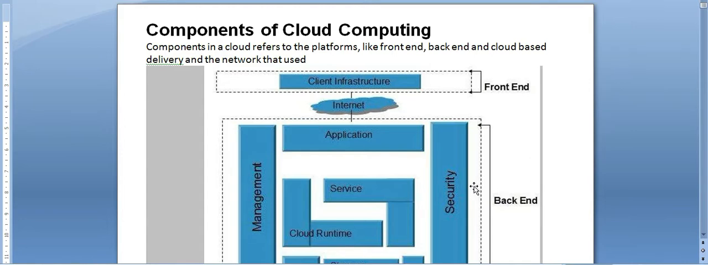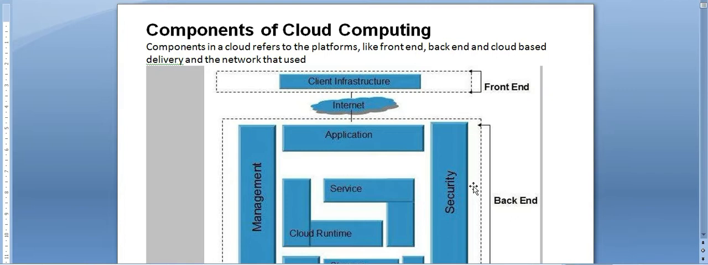So these components in the cloud refer to the platform, like the front end and the back end, cloud-based delivery, and the network that is used. So how do we access the cloud service? With the help of the internet, that you know. This internet is the medium. Because of that, we can say the cloud is the metaphor for the internet.